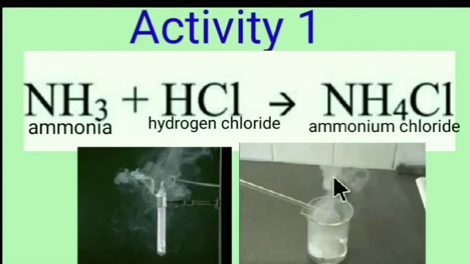The chemical equation: NH3, that is ammonia, plus hydrogen chloride HCl gives NH4Cl, that is ammonium chloride. So this is equation number 12.